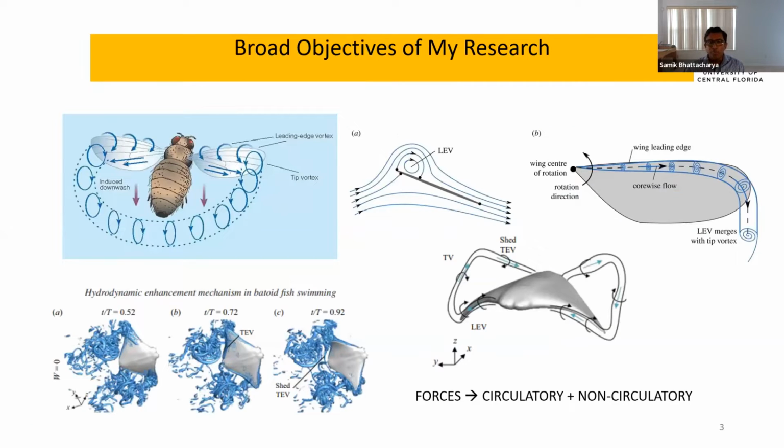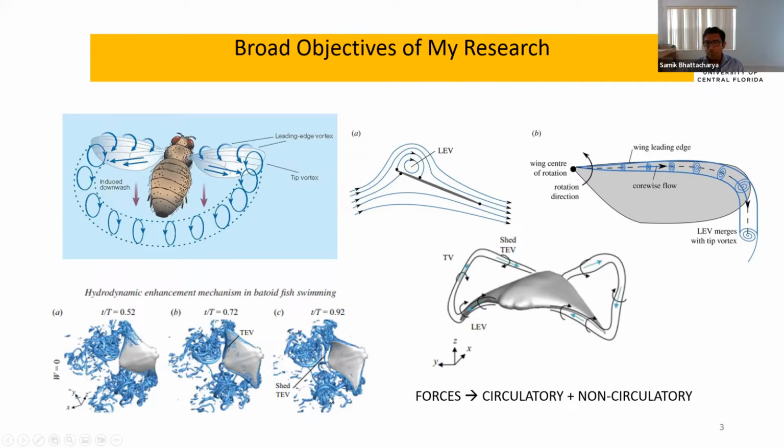The broad objective of my research, whether it's in flying or swimming, is to understand these different types of vortices that form on a flapping wing or on flapping fins. This flight takes place at a very low speed compared to our regular commercial flights. These are called low Reynolds number flows, and in low Reynolds number flow, the aerodynamics is entirely different, and it's governed by unsteady phenomena such as the leading edge vortex, the trailing edge vortex or the tip vortex.